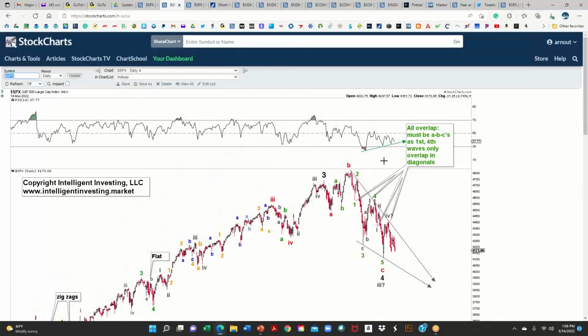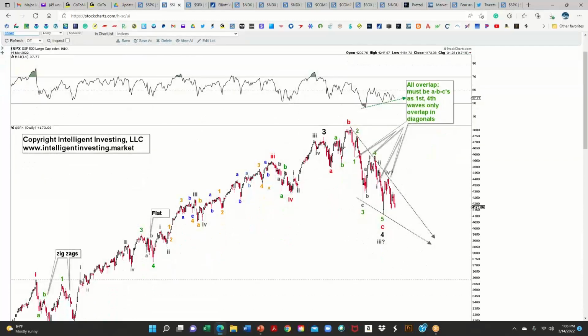Well, only in diagonals can wave 1 and 4 overlap. So this is then suggestive of a diagonal. Diagonals are either C waves or first waves. A waves can also be diagonals, but most of the time it's first waves. We already have had the A wave, so this can't be an A wave. Simple. So this is a diagonal type of pattern. It can't be a standard impulse. I'll show you the Nasdaq, on how well the Nasdaq tried to mask itself as a standard impulse till it kind of fell apart. So we have this overlap.